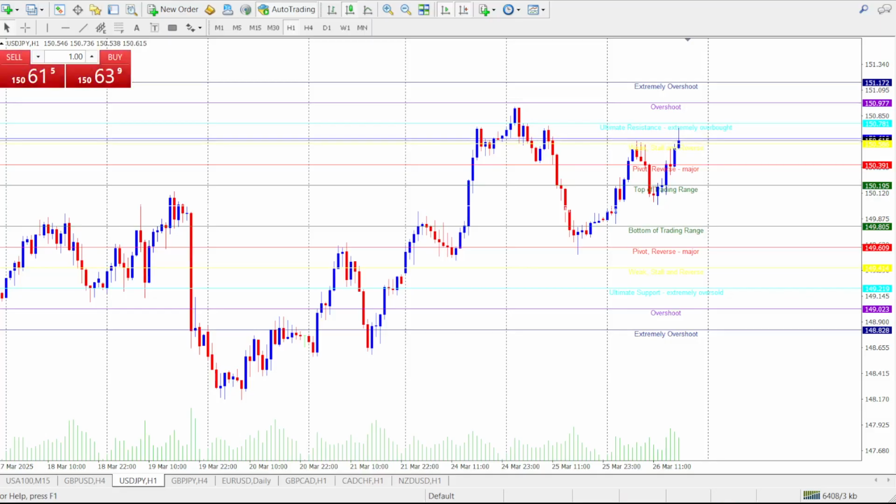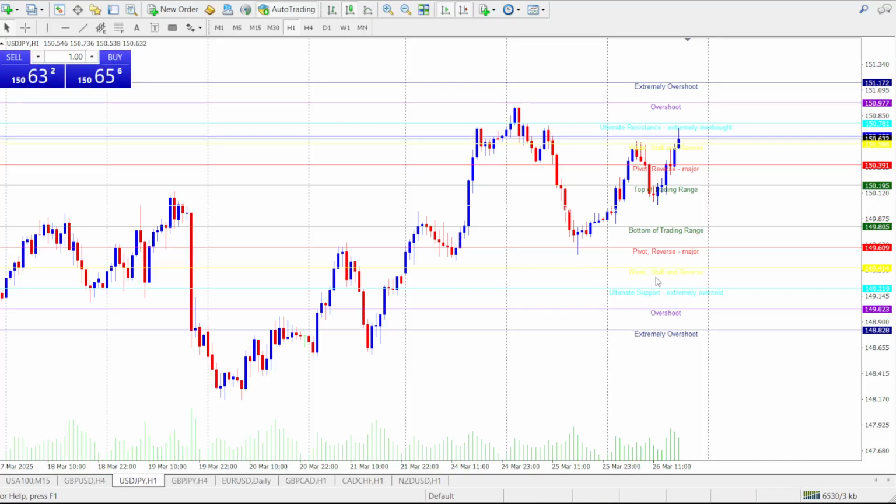Okay, when price reaches a strong support level, maybe like the extreme overshoot or the overshoot, or maybe the ultimate resistance or support that is extremely overbought or extremely oversold, a reversal is likely.